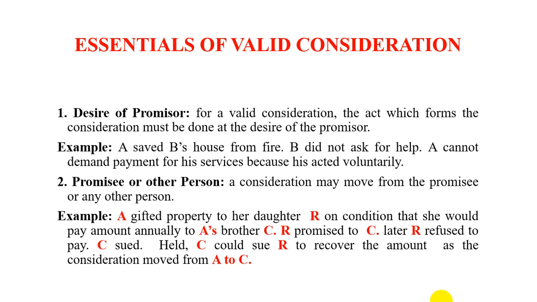Point number two, promisee or other person. The second case, a consideration may move from the promisee to any other person. ما قبلا گفتیم که promisee او شخص می باشه یا کسی که وعده داده شده. او میتونه این وعده خود را به یک نفر دیگه هم انتقال کنه. یعنی promisee میتونه consideration را change کنه، که ما promisee را مد نظر نگیریم، به جای او یک نفر دیگه را مد نظر بگیریم.